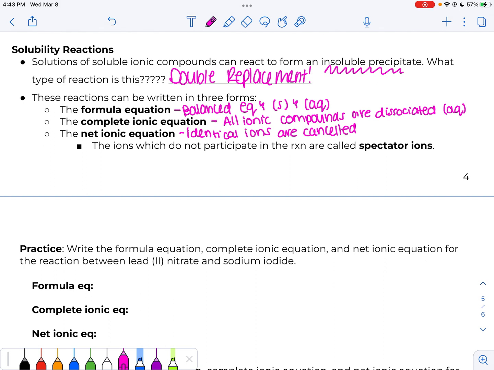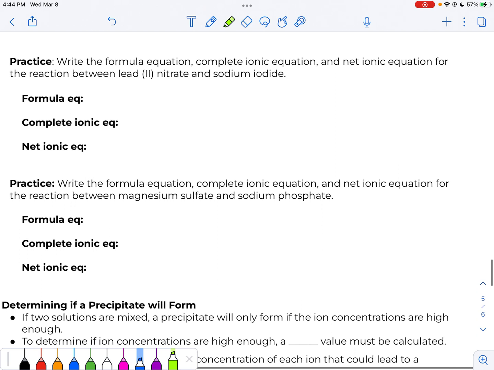So you basically are just writing what's responsible for making your precipitate in the net ionic equation. And then the ions that don't participate in your reaction, the ones that you cancel, the ones that are left over, we call them spectator ions. So you already know how to do these.